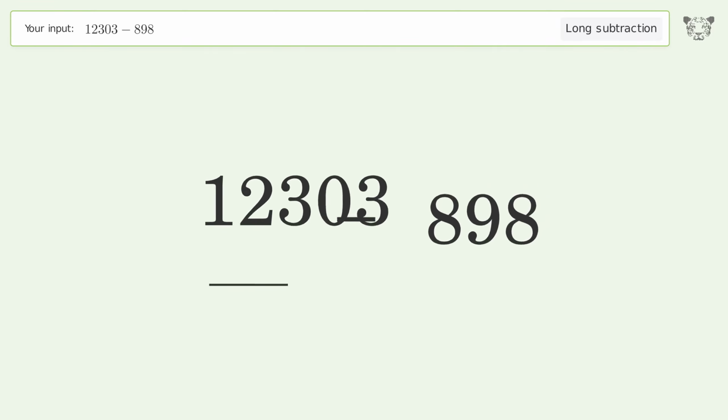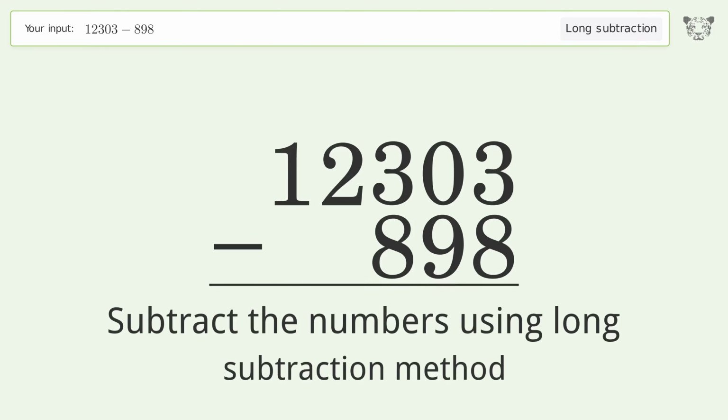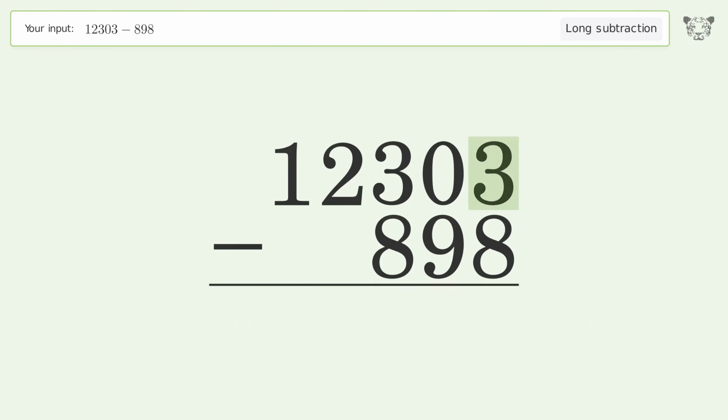Rewrite the numbers from top to bottom, aligned by their place values. Subtract the numbers using long subtraction method. Because the upper digit, 3, in the ones column is too small to get a positive difference, borrow 1 from the number to the left, 30, which becomes 29, and get 13.